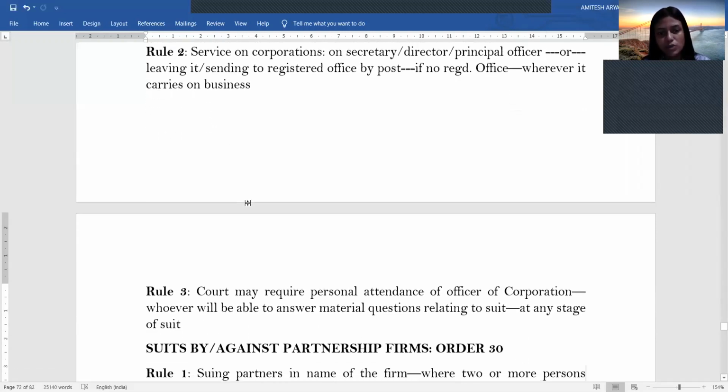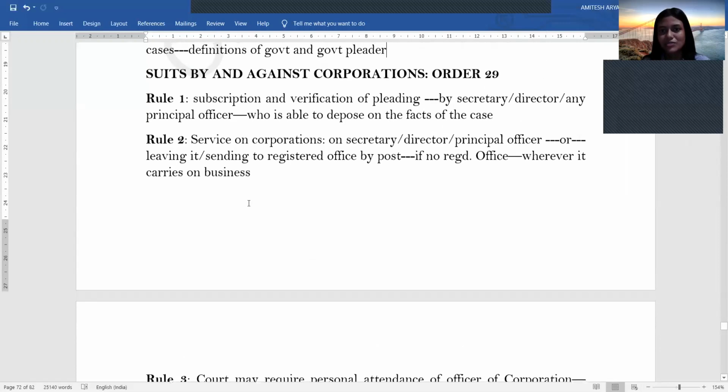Now, I hope I don't need to explain what is a corporation, etc. I have not dealt with that in detail, so we can move on directly to the rules. So who will subscribe or verify a particular pleading? Here the secretary, director, or any other principal officer will do the same. Whoever is able to depose on the facts of the case will do the same.